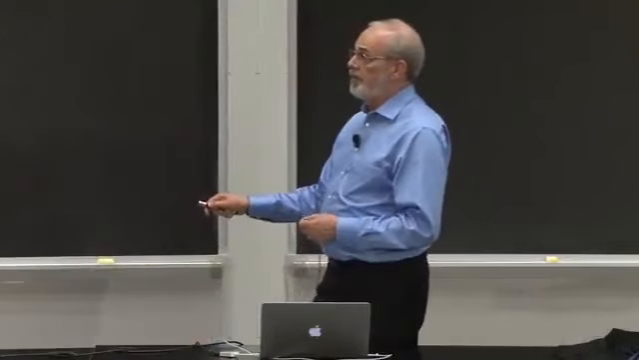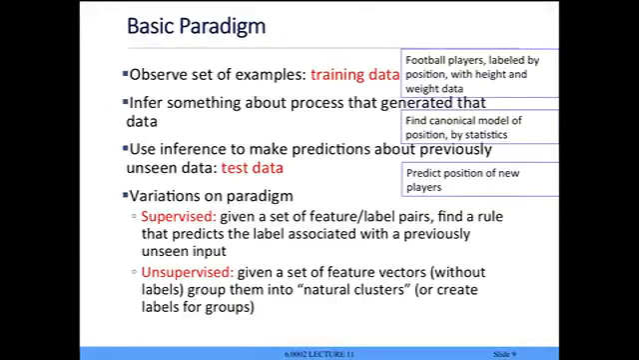The first one's called supervised learning. And in that case, for every new example I give you as part of the training data, I have a label on it. I know the kind of thing it is. And what I'm going to do is look for how do I find a rule that would predict the label associated with unseen input based on those examples. It's supervised because I know what the labeling is.